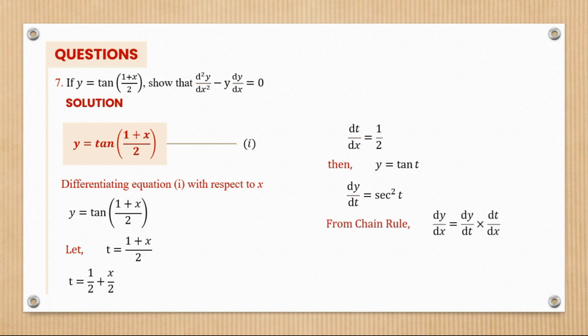But remember that from chain rule, dy/dx shall actually be equal to dy/dt times dt/dx. So now this is what we end up having, sec² t times a half. So dy/dx shall be equal to a half sec² t. But remember t is equal to (1 plus x) over 2. So we're going to plug that in and we'll have it this way. So therefore our dy/dx shall be equal to a half sec² of (1 plus x) over 2. Now this is the first derivative.